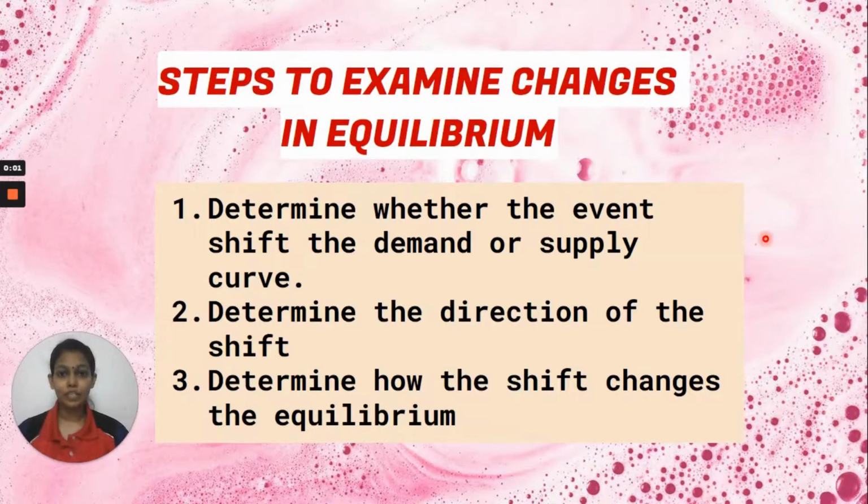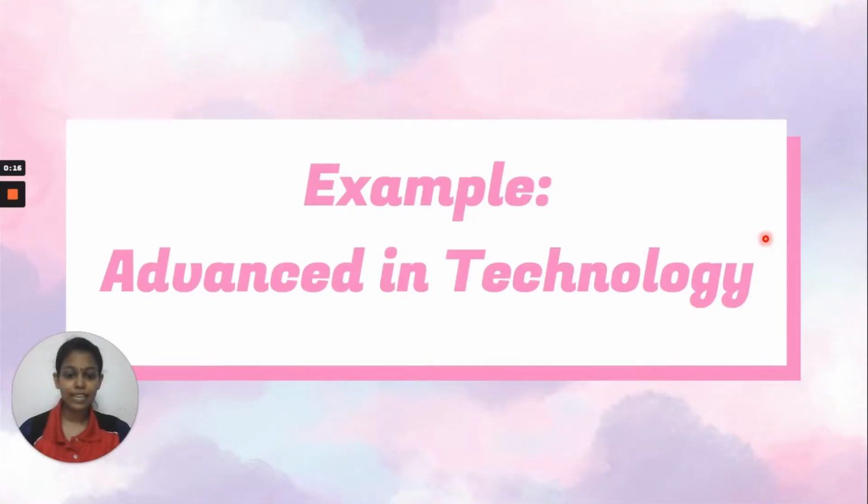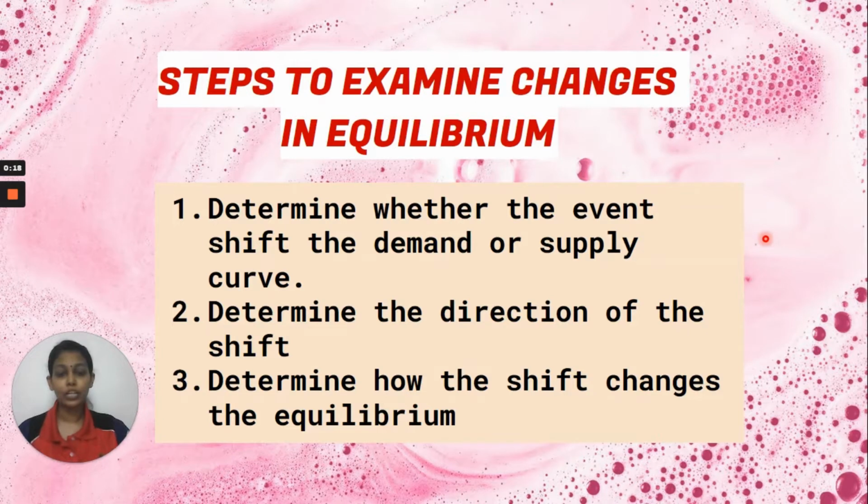Steps to examine changes in equilibrium. First, we need to determine whether the event shifts the demand or supply curve. Next, we need to determine the direction of the shift and then determine how the shift changes the equilibrium. Let's see an example. The event is advance in technology. We need to determine whether advance in technology shifts the demand or supply curve.